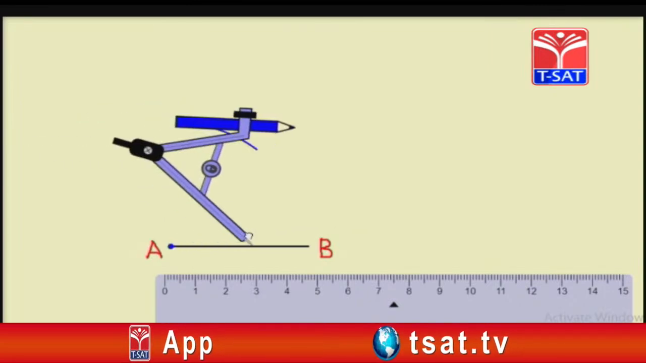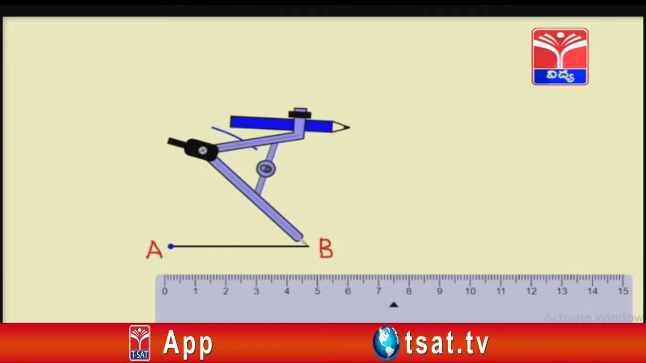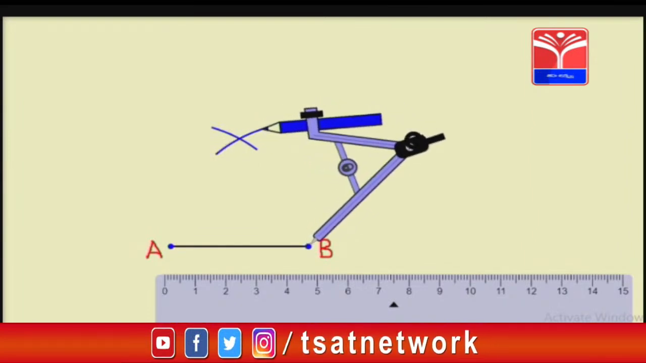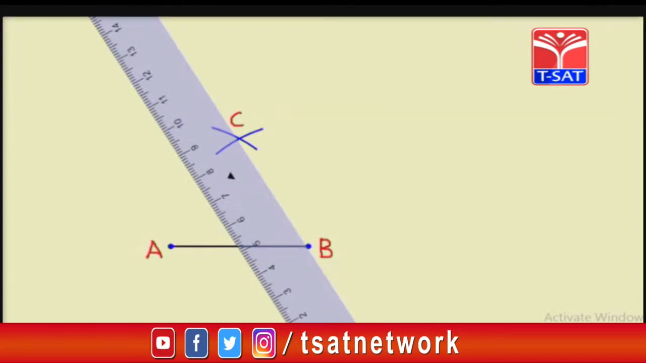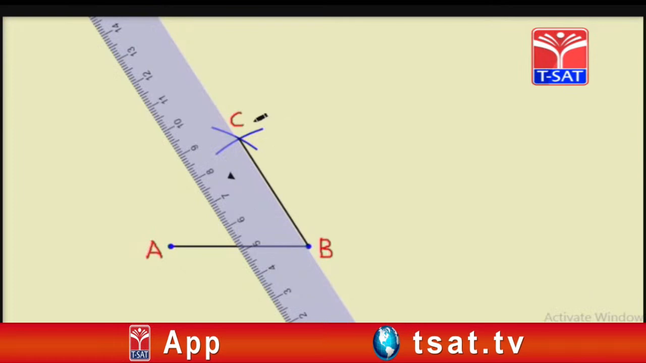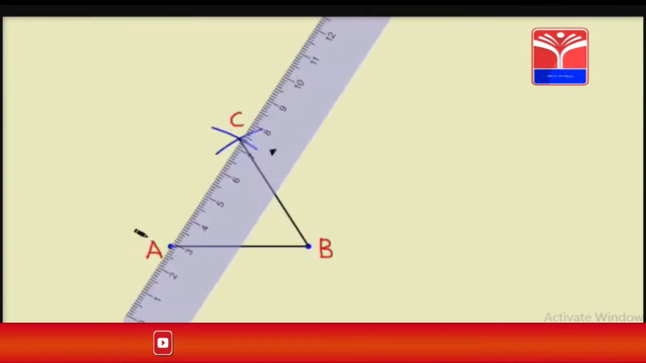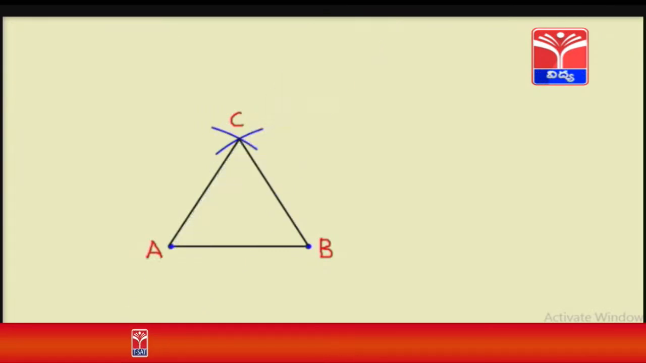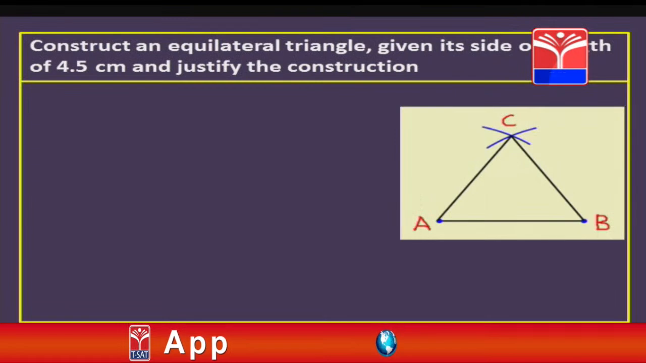Now, place the pointed end at point B, that is with the same radius. We are going to draw another arc such that it should intersect the previous arc and mark the point of intersection as point C and join BC using a ruler and also join AC. So, the triangle which is obtained here, that is ABC, is an equilateral triangle as all the three sides are equal. So, let us see the justification, children.